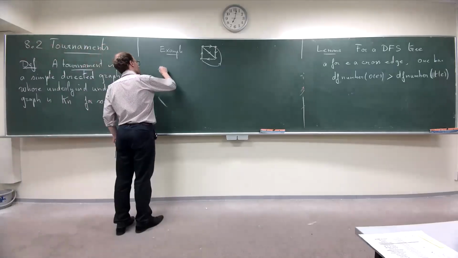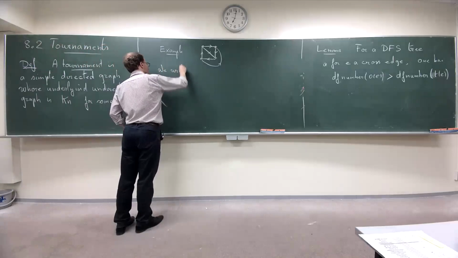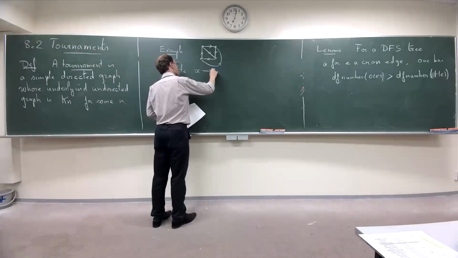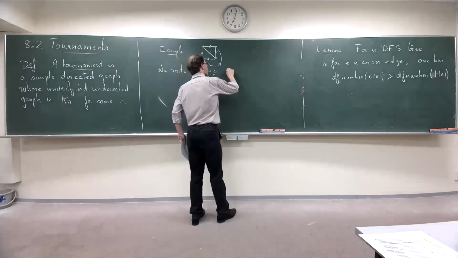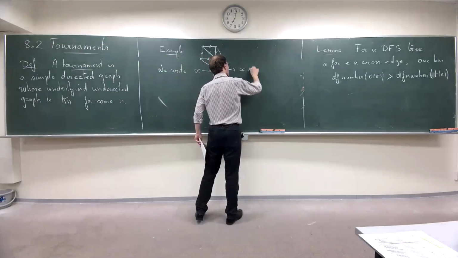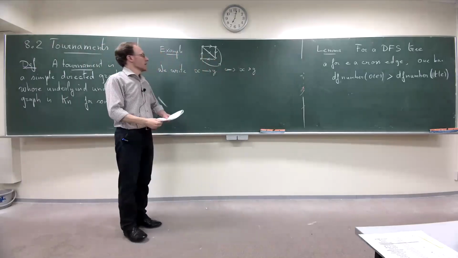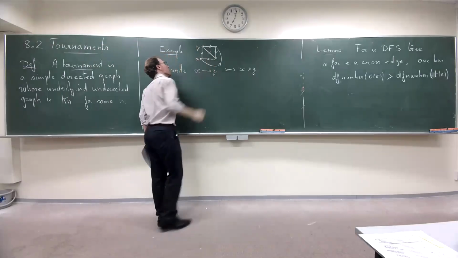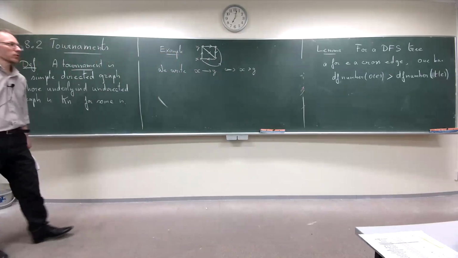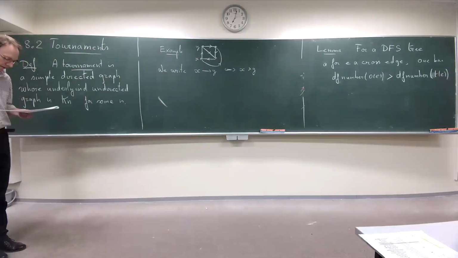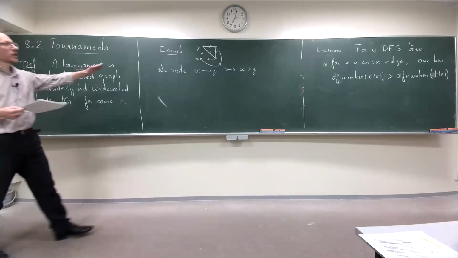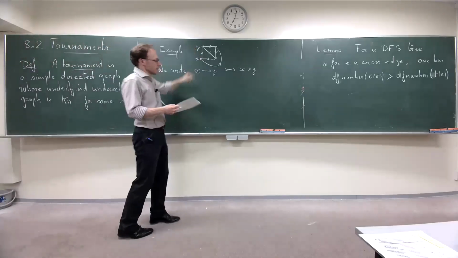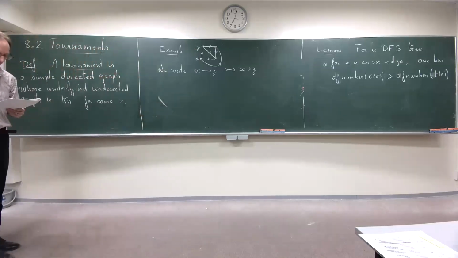And we write, this is not so important, it's just a notation, we write x to y the same as x bigger than y. This is just a notation. If we have an arrow from x to y, we say that x is bigger than y. And of course, because it's simple, if you have an edge in one direction, you cannot have it in the other.